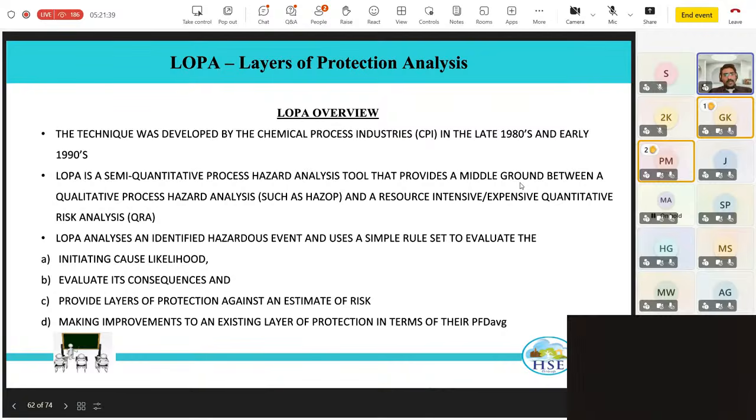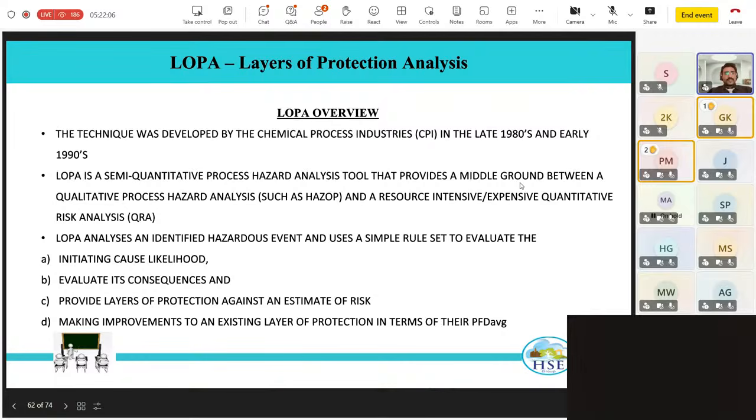Okay, next, LOPA is a semi-quantitative process hazard analysis tool. Now, when they use the word semi-quantitative, it's a very diplomatic term, and the reason they use it is because it is a bridge, or a middle ground, between a qualitative process hazard analysis, such as a HAZOP or a HERA, where you look at the qualitative aspects of it, and a resource intensive and expensive quantitative risk assessment, where you look at the quantitative aspect of it.